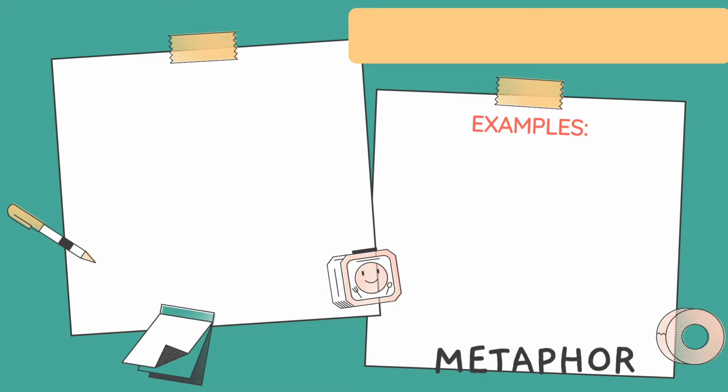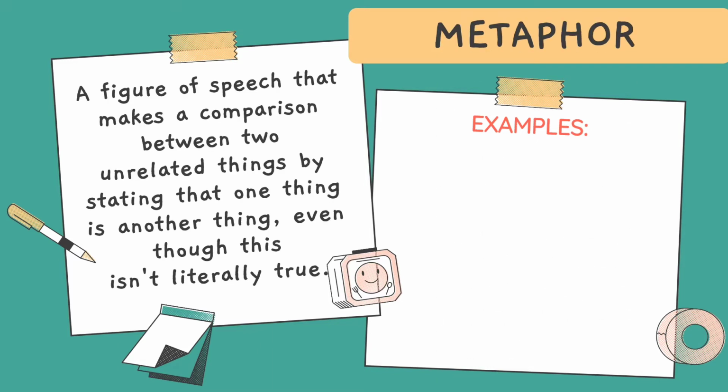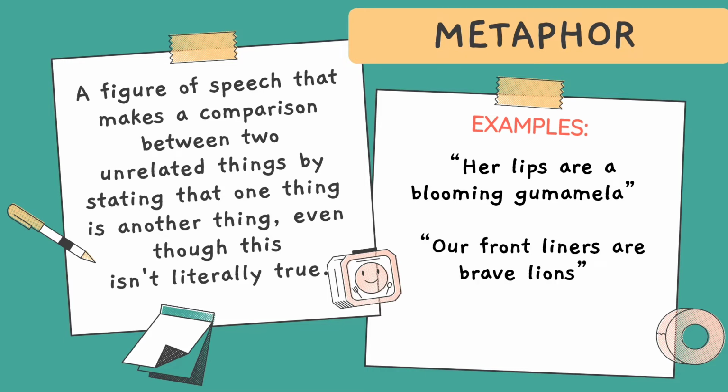Let's begin with metaphor. A figure of speech that makes a comparison between two unrelated things by stating that one thing is another thing, even though this isn't literally true. Here are some examples. Her lips are a blooming gumamela. Our frontliners are brave lions. And laughter is the best medicine.